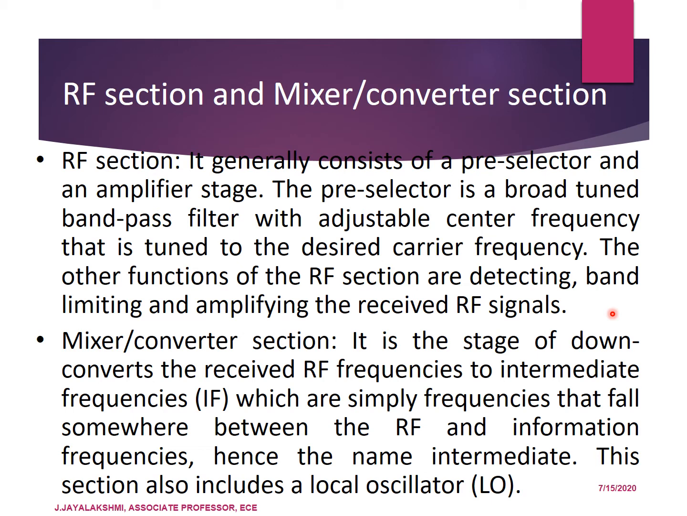This RF signal is going to be of very few microwatts, which can't drive the upcoming stages. So in order to have sufficient signal strength, we have to amplify the received signal. So we go for the RF amplifier. This is followed by a mixer. The mixer is nothing but a converter section here, because it is going to convert the received RF frequency into an intermediate frequency, by mixing with the local oscillator. So the output of the mixer is going to be an intermediate frequency denoted as FIF.